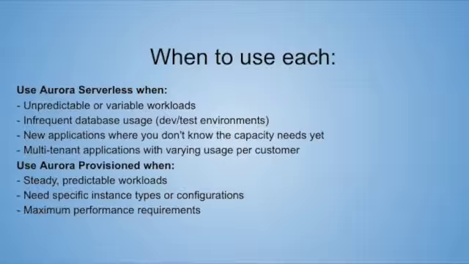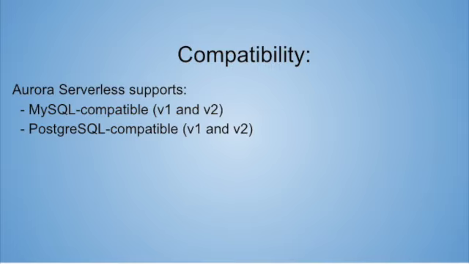When to use serverless versus provisioned. You'd use Aurora Serverless for unpredictable or variable workloads, infrequent database usage, new applications where you don't know the capacity needs yet, or multi-tenant applications with varying usage per customer. You'd use Aurora Provisioned when you need steady, predictable workloads, need to specify instance types or configurations, and have maximum performance requirements. Aurora Serverless supports MySQL and PostgreSQL, both v1 and v2. Same Aurora engine, just serverless configurations instead of provisioned instances.